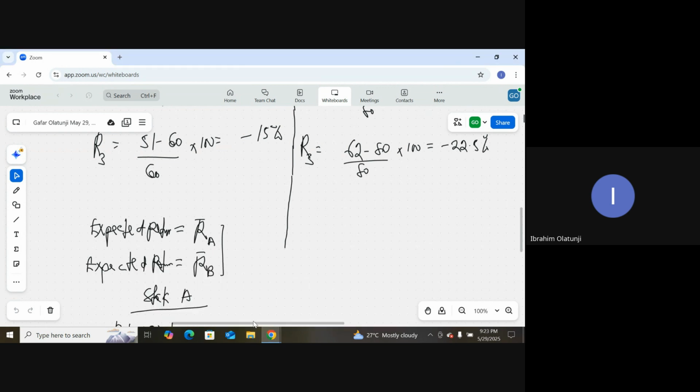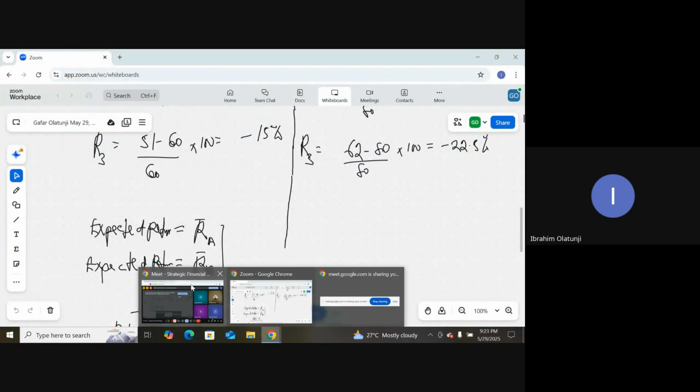But based on the question, you have to first analyze your possible return, because they are giving you the current price and also the expected price after 1 year. It means that you have to start with the new price, which is the expected price after 1 year, 72, minus the old price, which is 60.